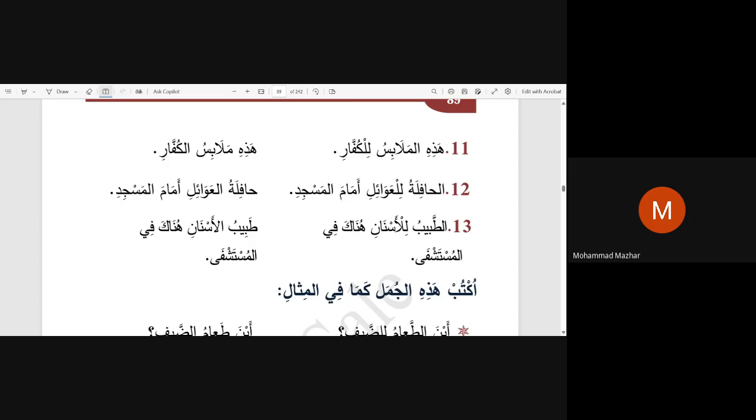هذه الملابس للكفار. Again. هذه الملابس للكفار. What does that mean? These clothing are for disbelievers, right? These clothing are for disbelievers. Look at the next side.